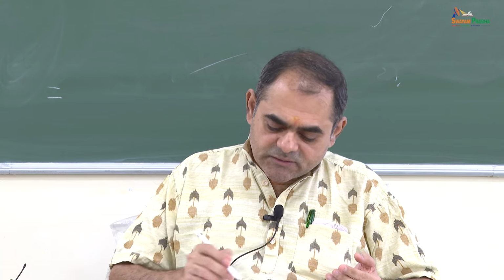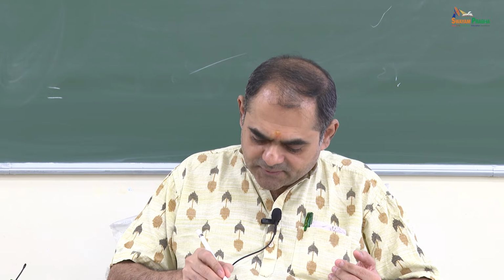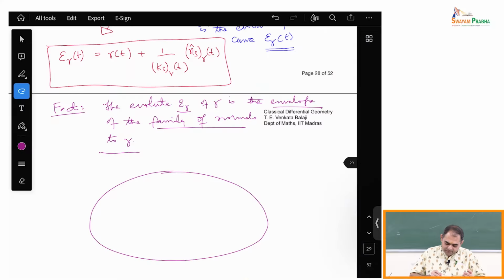And so for example, how does one see this? Let me give you a very simple picture. Take the picture of an ellipse, and if you take this point on the major axis, then the circle of curvature will be something like this, and at that point you will get the center of curvature here.